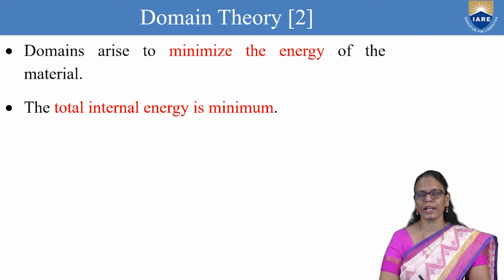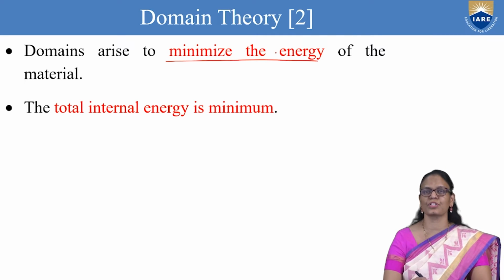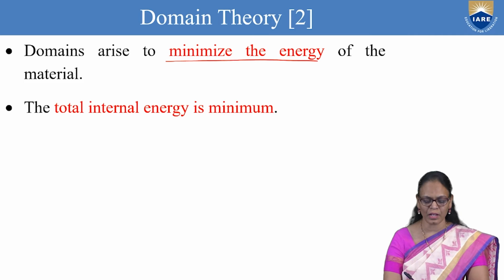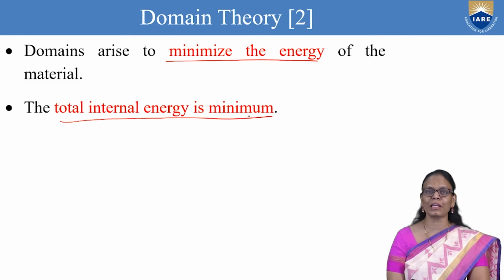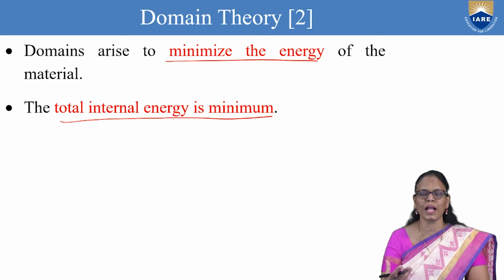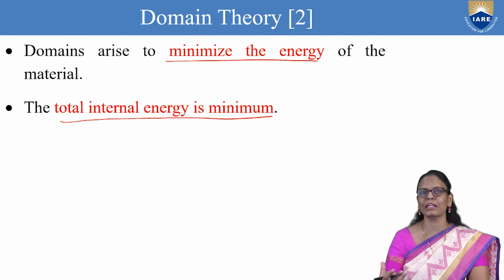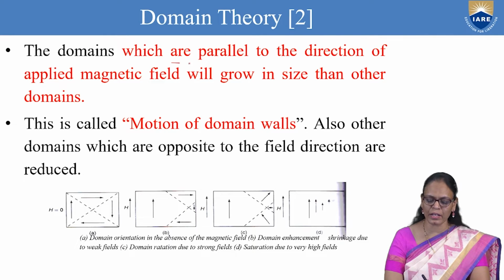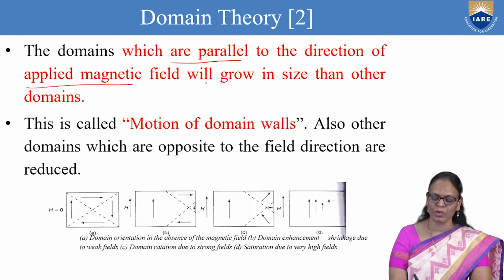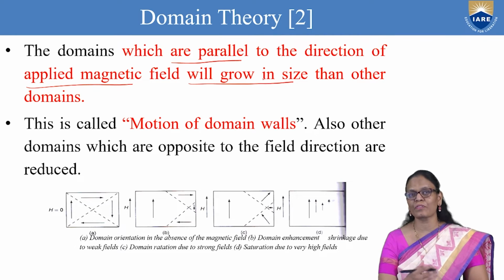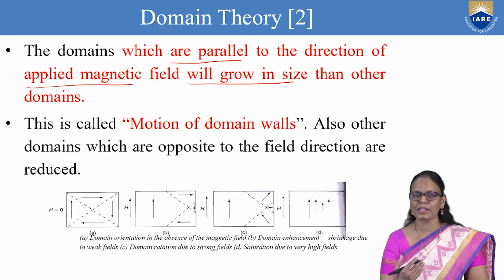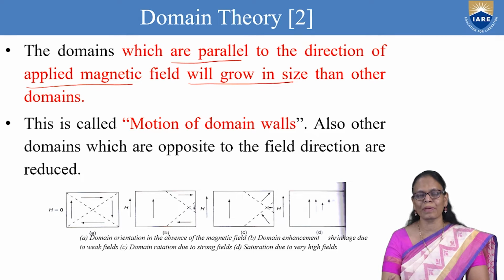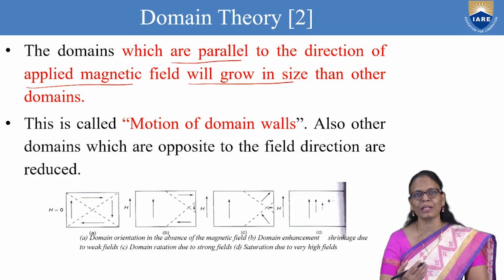Now these domains arise to minimize the energy of the material so that the total internal energy will be minimum. This domain theory also helps us understand how the total internal energy can be maintained at a minimum. Now, the domains which are parallel to the direction of the applied field will grow in size. Whenever we apply an external field, what happens to the domain walls? There may be motion or there may be rotation.